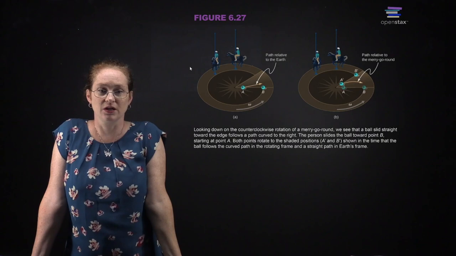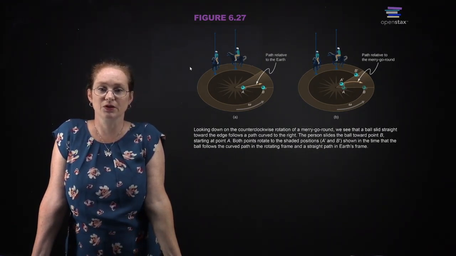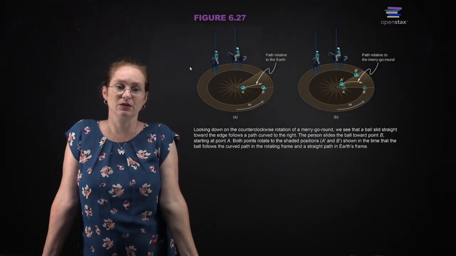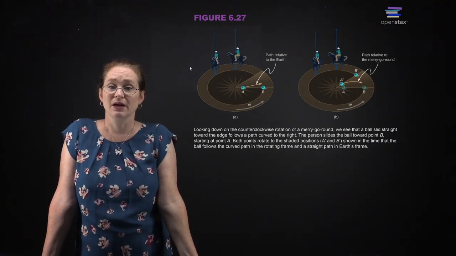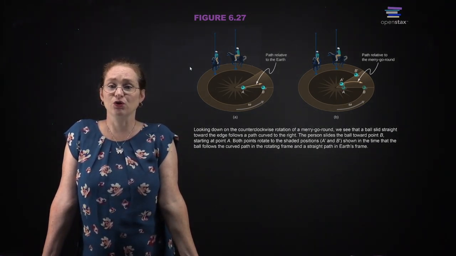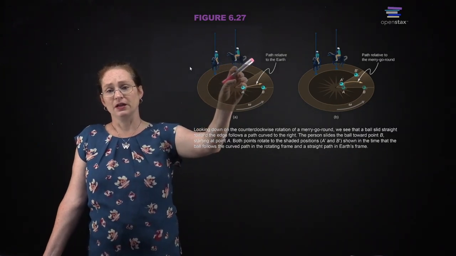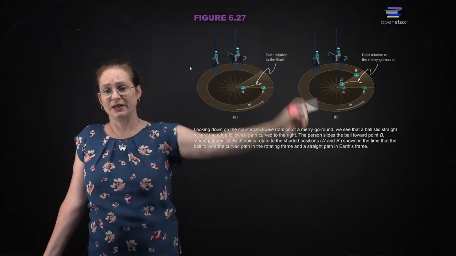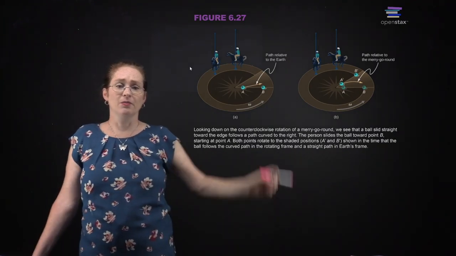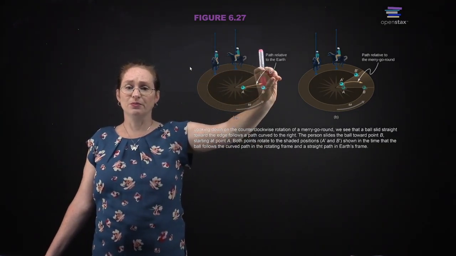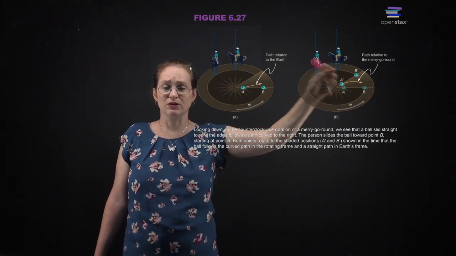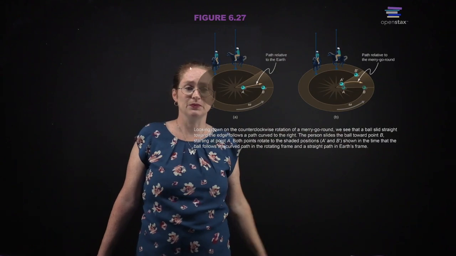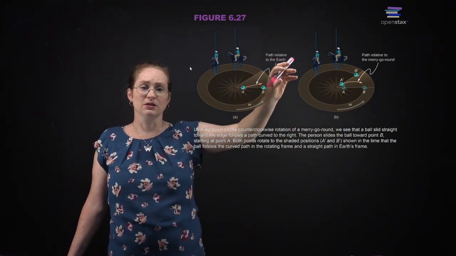And this is just another image. If you put a ball on a merry-go-round and you just release it, if you're watching from the frame of the Earth, it is going to travel with a constant velocity. It's sliding off the merry-go-round, but if you look at it relative to the merry-go-round, it's going to look like it is curving.